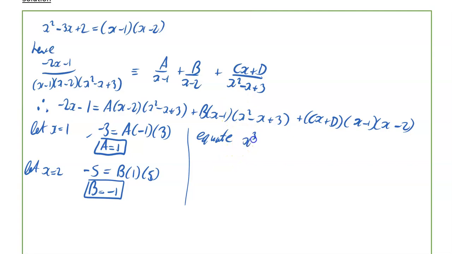So I'm going to equate x cubes. On my left-hand side, I have nothing. On my right-hand side, I'll have a, and I also have a b, and I'll have a c term. But we know, remember, that your a is 1, your b is minus 1, and so you've found your c is equal to 0.